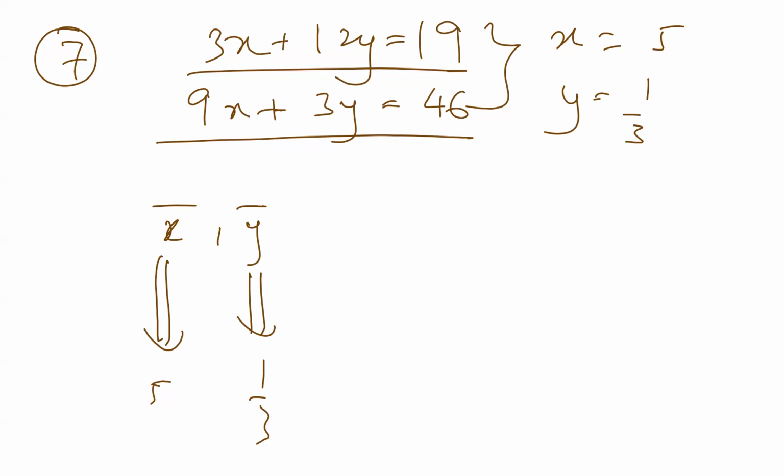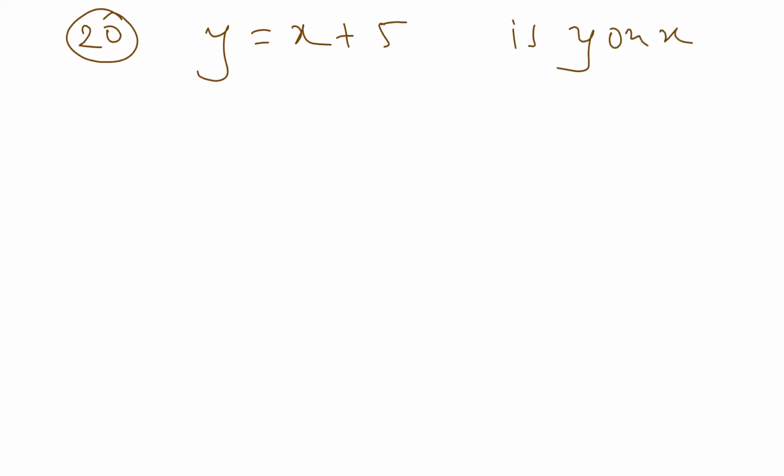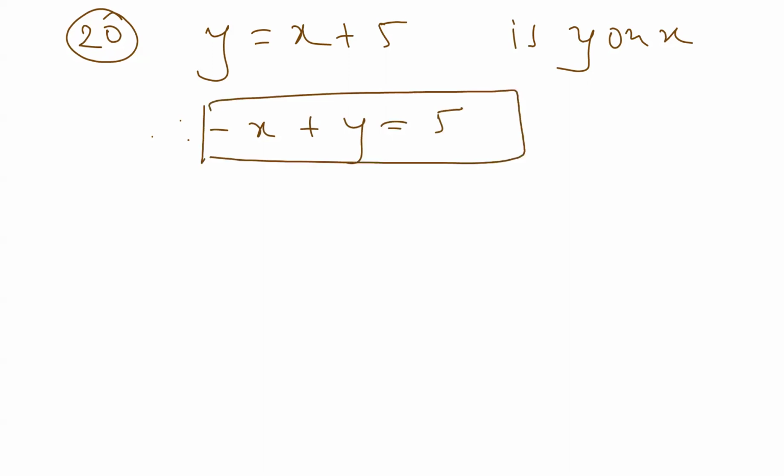Let us go to question number 20 of this particular exercise. The regression lines of y on x and x on y are given to us respectively. In this particular problem, they are very clear. Y is equal to x plus 5 is y on x. We are not assuming, they are saying that this is line y on x. Therefore minus x plus y is equal to 5. Bring x and y terms on the left hand side.